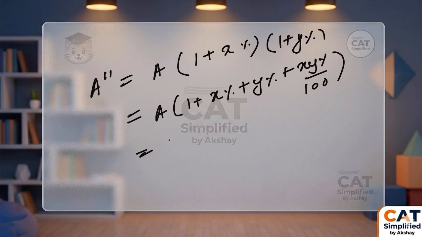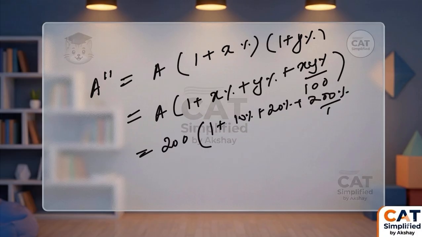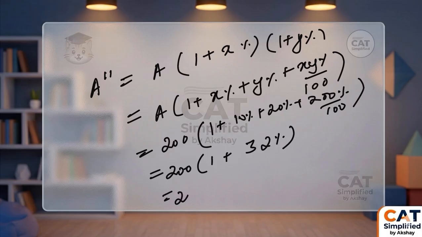So that gives us simply 200 into 1 plus 10% plus 20% plus 2%, which gives me 200 into 1 plus 30 plus 2, 32%. Not by 100, actually 32% only. So 200 plus 32% of 200, which is equal to 64. So that gives me 264.